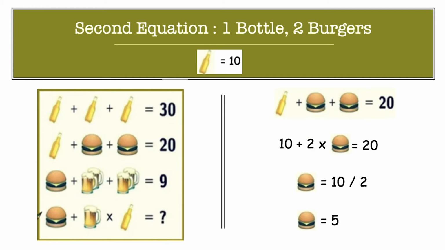Now jumping on to our second equation. In the second equation, we have 1 bottle and 2 burgers whose sum is equal to 20. Putting the value of bottle, that is equal to 10, into the equation and solving for the value of burger: 10 plus 2 into burger is equal to 20. So 1 burger will be equal to 10 divided by 2, which is 5. So this is the end of our second equation. By the end of the second equation, we have 2 values: 1 bottle is equal to 10 and 1 burger is equal to 5.